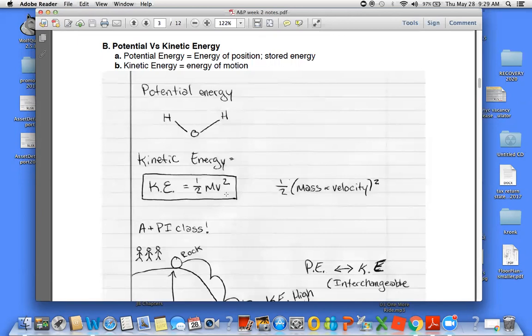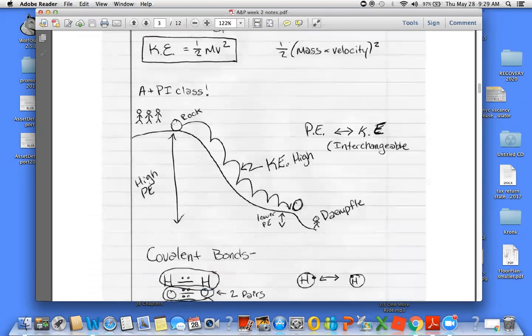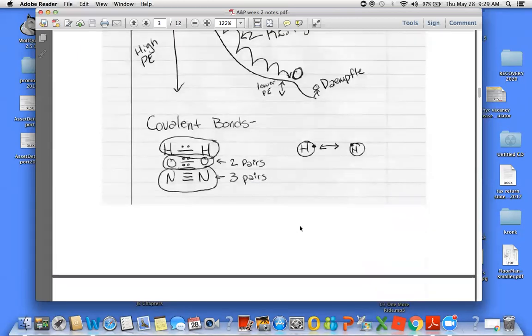Okay, and potential is energy that's stored. Here's a water molecule, here's a bond, that's where it's stored, in bonds. Here's a little joke, after Demplay's first test, a rock goes down the hill. The rock has a high energy of position, right? Then as it goes down the hill, the potential energy is turned into kinetic energy, and then it has less potential energy. We store our energy in the forms of bonds, potential energy.